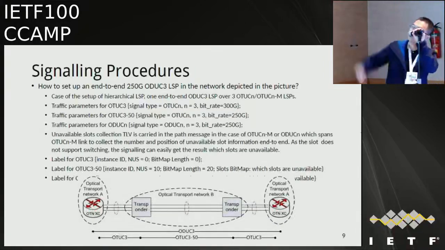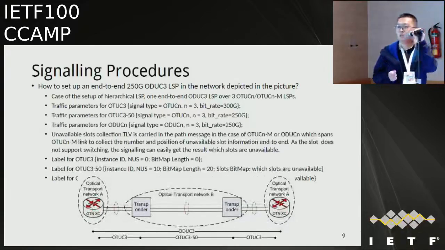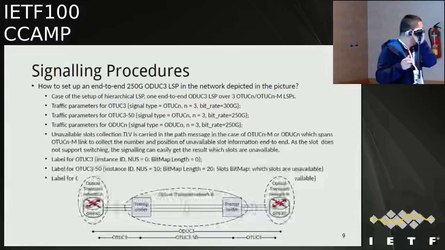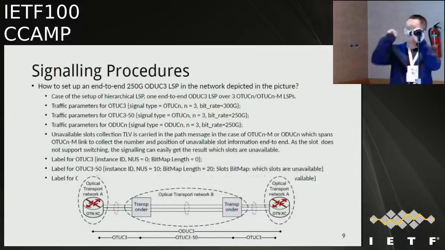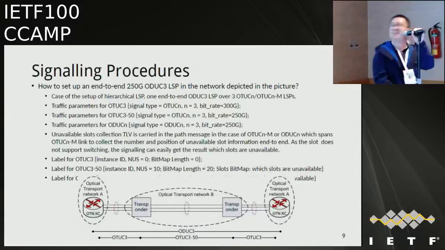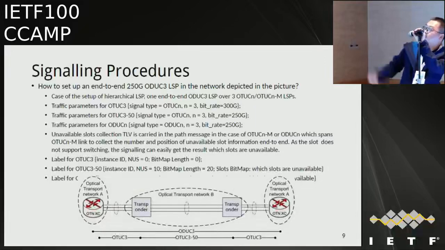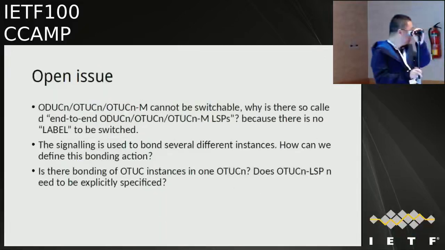So here we just give some description of how to use the traffic parameters for requesting the LSP, in the case of OTUCn-DSM with available slots. Okay, thank you. Also here we just give some description of the label: how to set a label, and how to set the bitmap and slot bitmap. Okay, next.